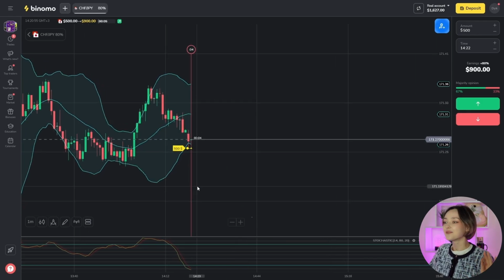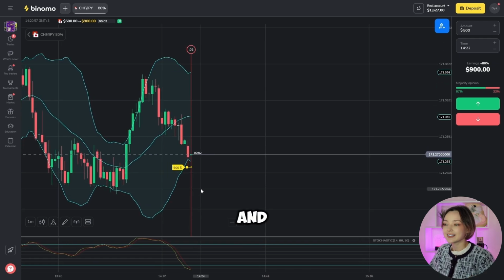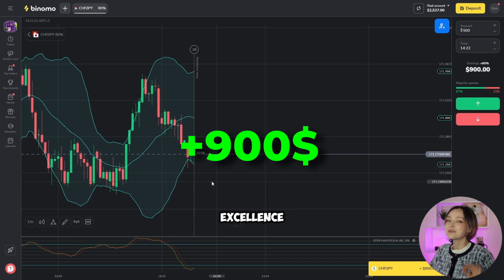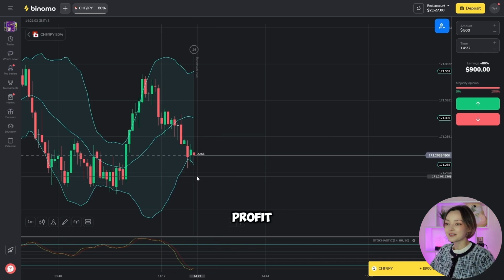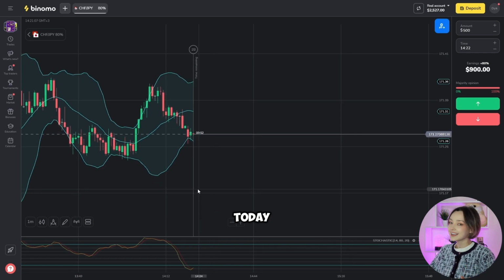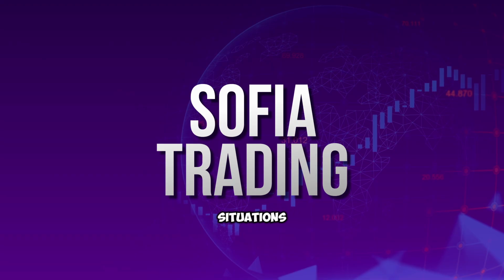There's literally like 5 seconds left until the end of the trade, and I think it's going to be solid profit. Excellent, we're getting our profit. The first profit, I think that's a nice result. So that's exactly the way we're going to be trading today. Let's look for other situations.